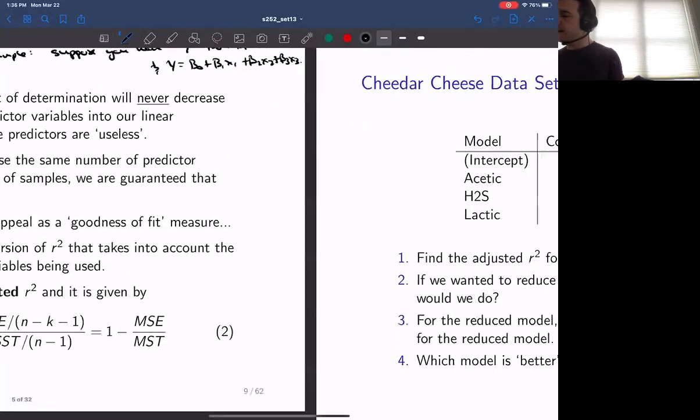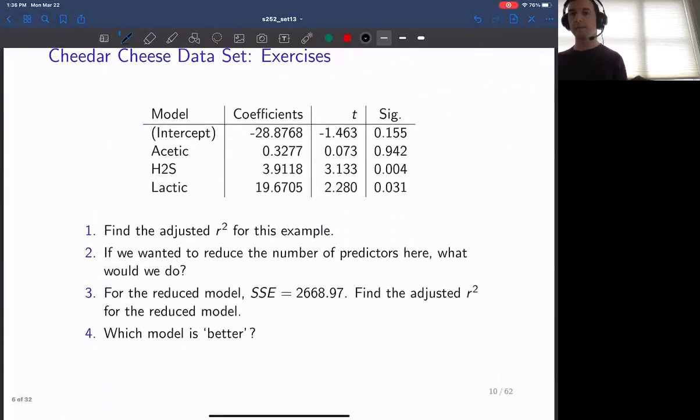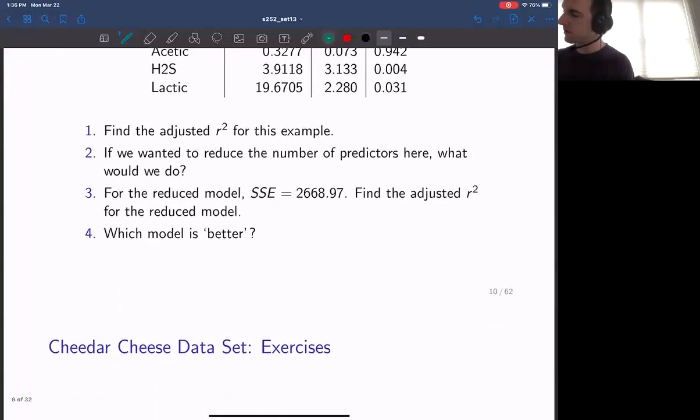So to illustrate that, consider again the output for that cheese illustration that we were talking about before. So in problem 1, we want to find the adjusted R-squared value. All right. Now, before we do this, let me just show you a few things about how this value would come about.